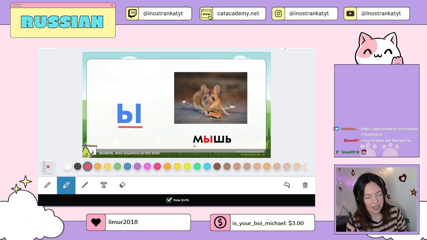So once again, this letter is Ы. It sounds the same as E, but you have to push your tongue back. And it will help you a lot to make your mouth wider, like a fake smile. And also if you put the corners of the mouth down, it would be even better, like you're an ogre or someone.